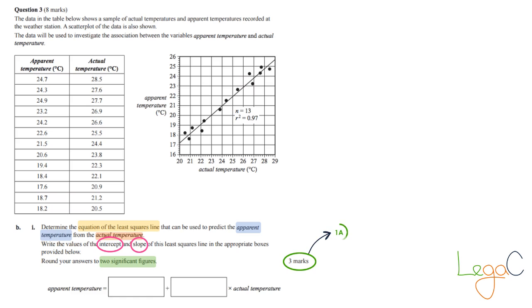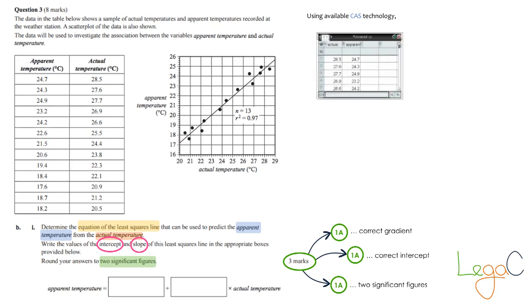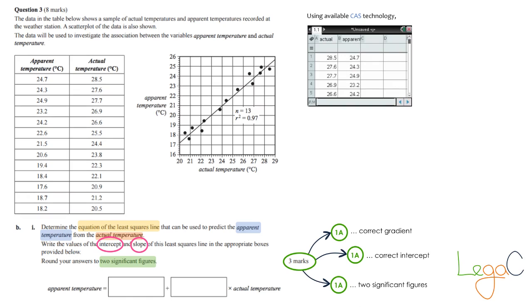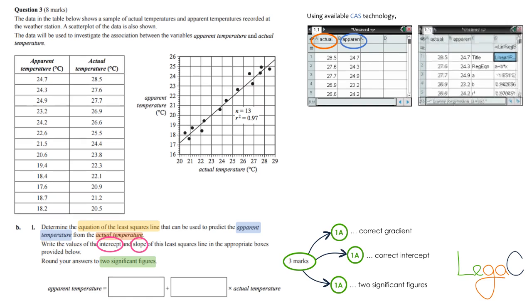1 answer mark is going to be given for the correct gradient, a second answer mark for the correct intercept, and the third answer mark for these two values written to two significant figures. Using available CAS technology, open a spreadsheet and in the first column enter the actual temperature, because this is the explanatory variable. It's on the horizontal axis of the scatter plot. In the second column, enter the apparent temperature because this is the response variable on the vertical axis.